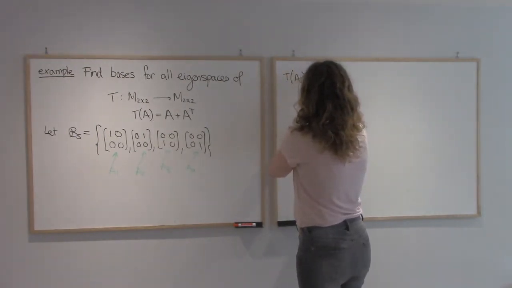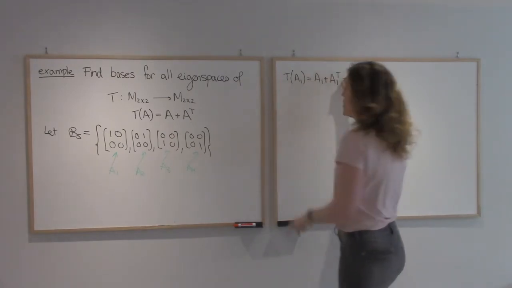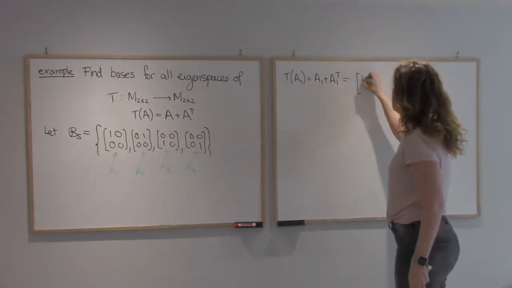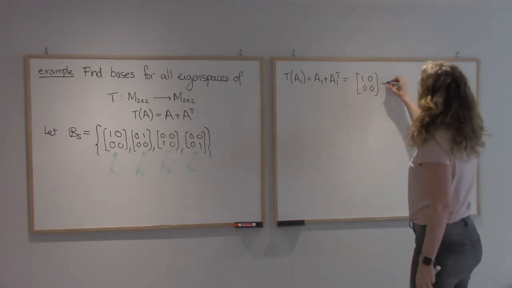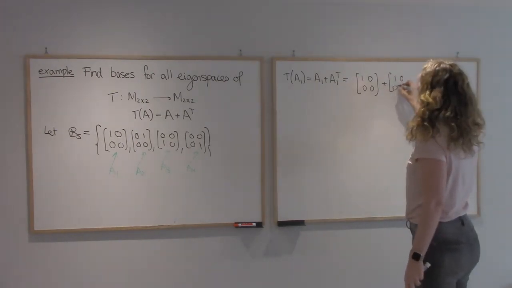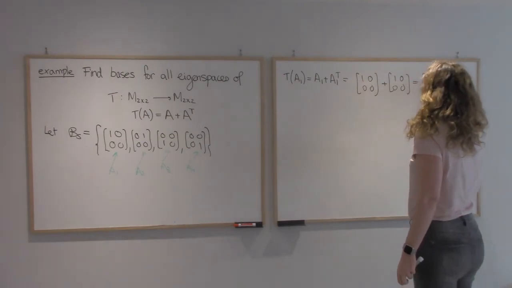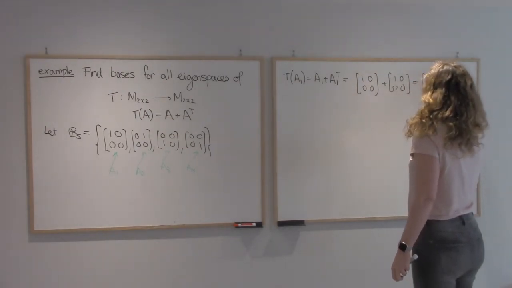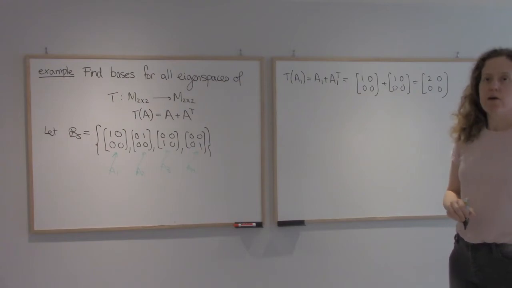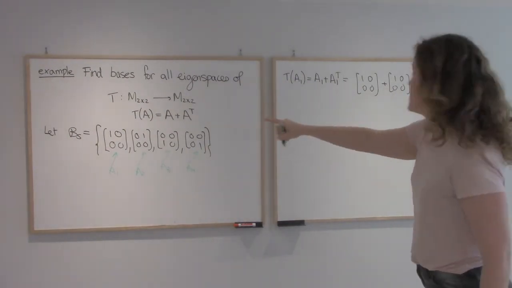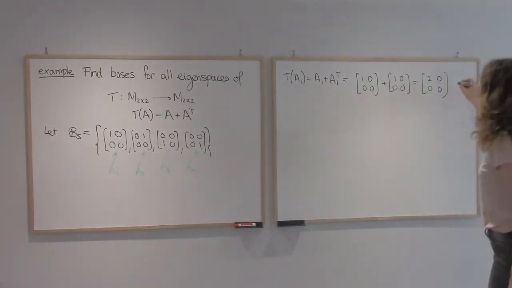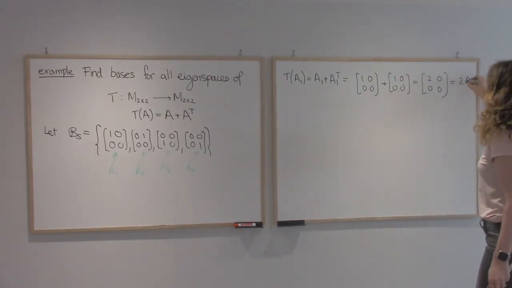that's A1 plus A1 transpose. A1 is 1, 0, 0, 0. If I flip it, I get exactly the same matrix. So I get 2, 0, 0, 0. Let's rewrite that in terms of a basis. That's twice A1 and that's it. So that's 2 times A1.